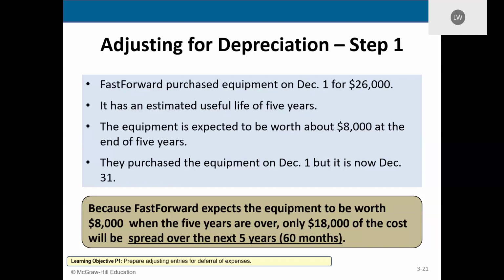Correct. Because we bought it December 1st instead of January 1st, at the beginning of December, we have to break it out by month just so we can find the amount for December. Exactly. But for the remaining 4 years and 11 months, I can do it on an annual basis.